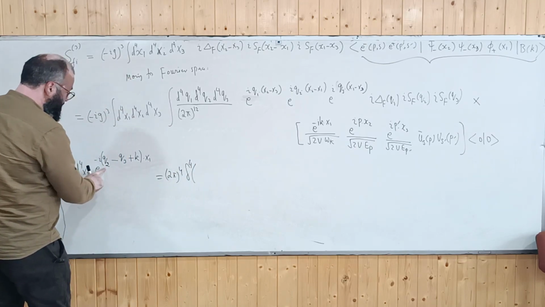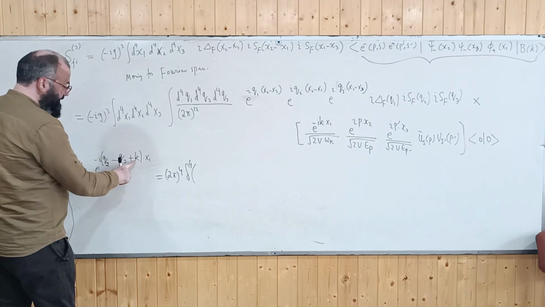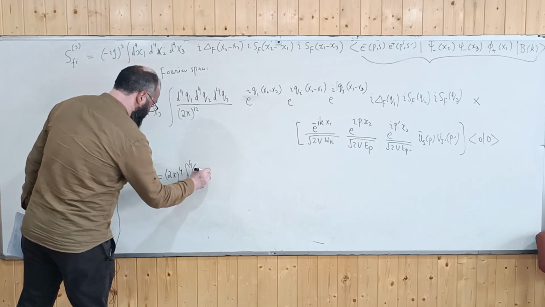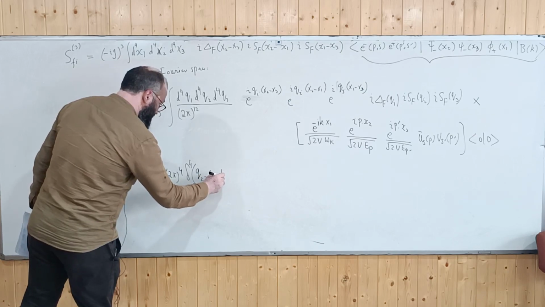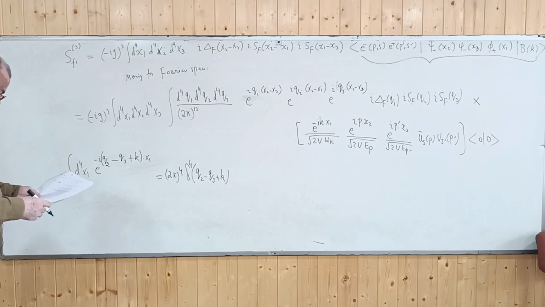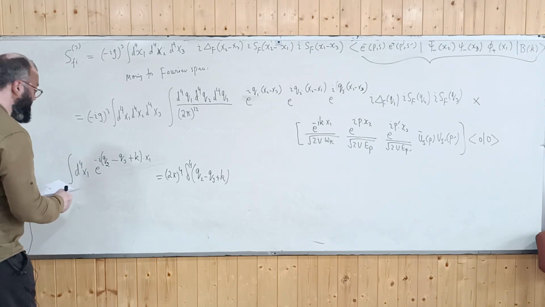So I can write it as Q2 minus Q3 plus K. Okay, so let's write it as Q2 minus Q3. Similarly, I can have other delta functions. So let's write the other delta functions.